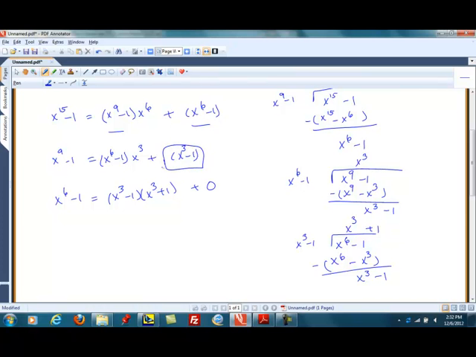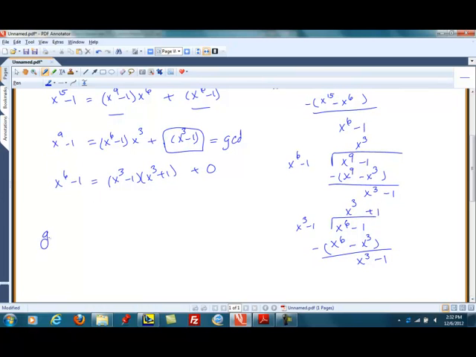Does that make sense? That's the process for it. I've probably been talking about this all year, the fact that we finally solved for it. So the GCD of x to the 24 minus 1 and x to the 15 minus 1 is equal to x cubed minus 1. And that's the first part of our answer.